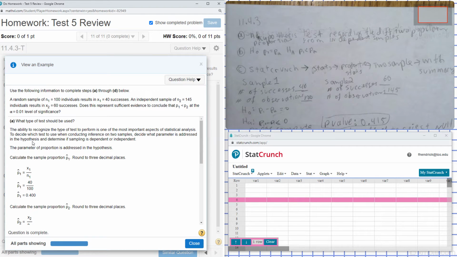Okay. The ability to recognize the test to perform is one of the most important aspects of statistical analysis. Decide which test to use when conducting inference on two samples. Decide what parameters are addressed in the hypothesis in determining if sampling is independent or dependent. So they talk about proportions here. The parameter is proportions addressed in the hypothesis.